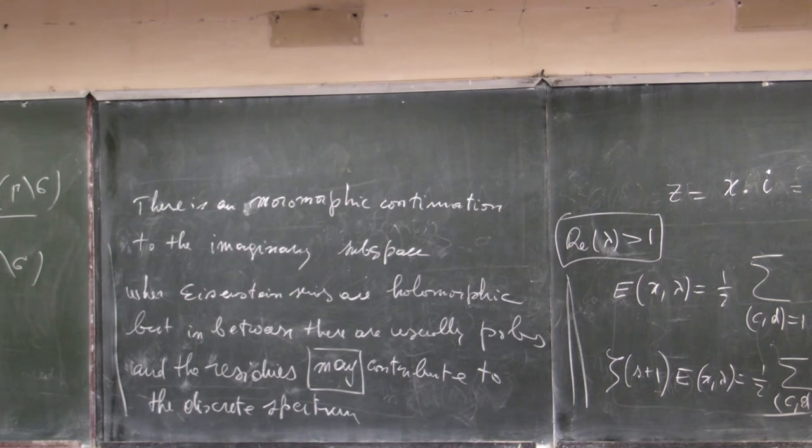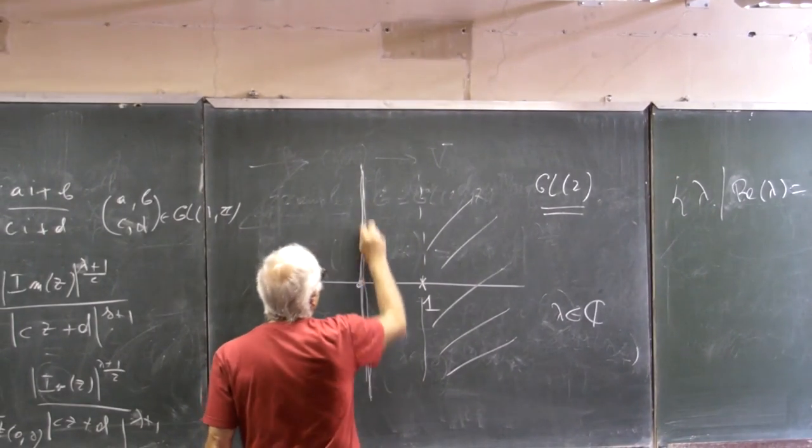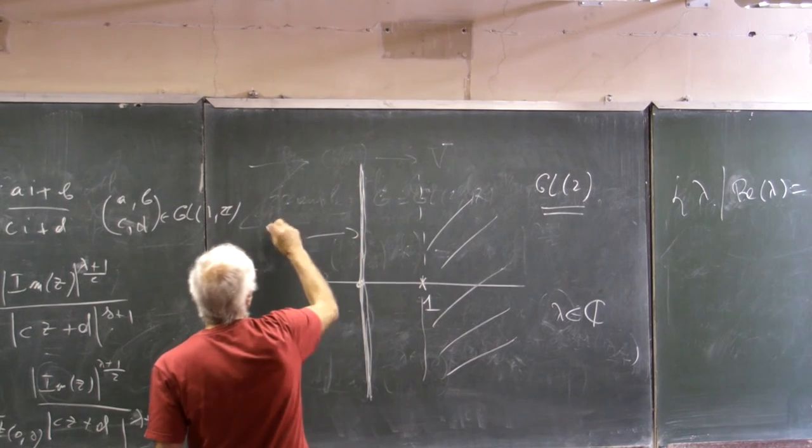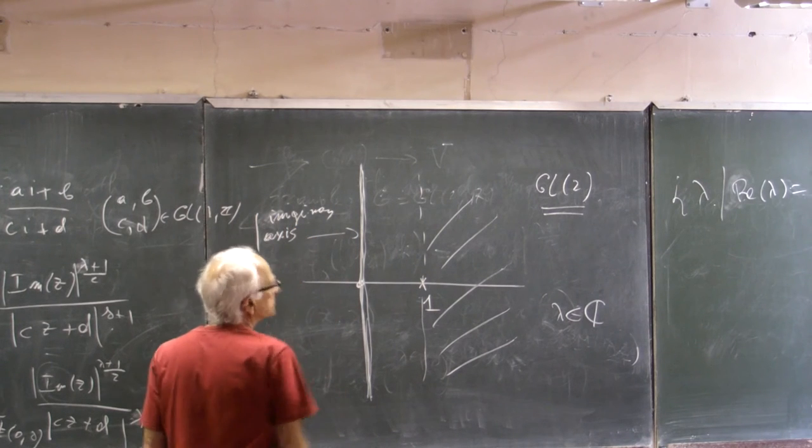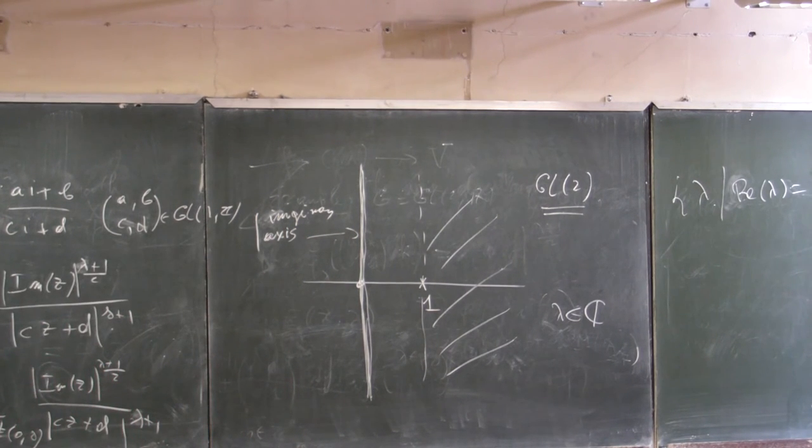So assume that you are working with GL2. So lambda belongs to the set of complex numbers. Lambda is just a complex number. Okay? It's convergent in this region, real part of lambda greater than 1. You're interested in what happens on what I call the imaginary or unitary axis. Unitary or imaginary. Okay? You are interested in that.